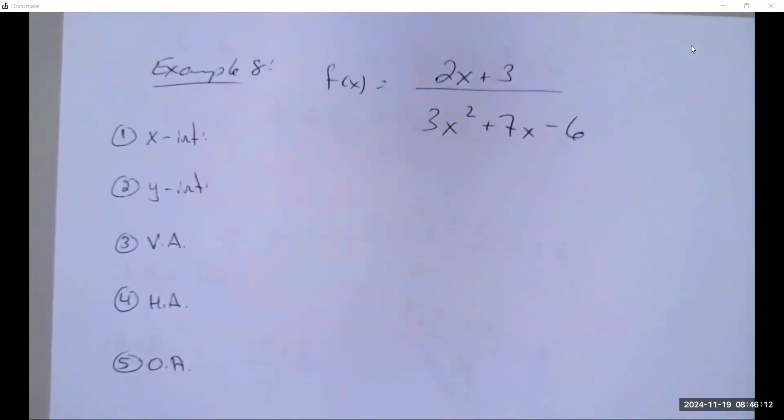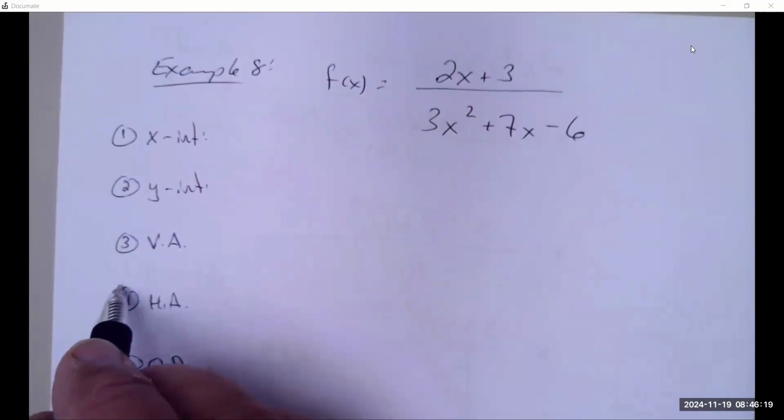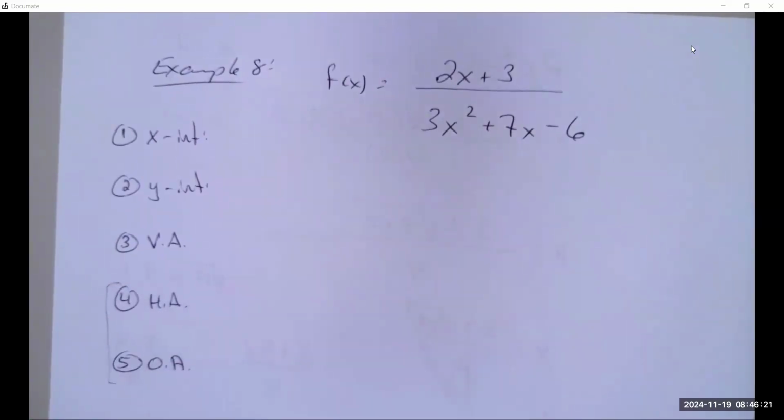You don't have an oblique. I'm glad you said that. Can you ever have an oblique and a horizontal asymptote at the same time? Why not? Because the only way an oblique works is if the numerator degree is bigger than the bottom by 1. So we have x squared over x.